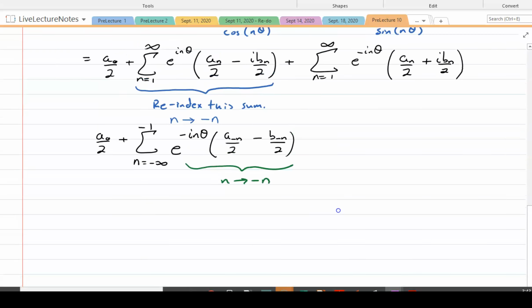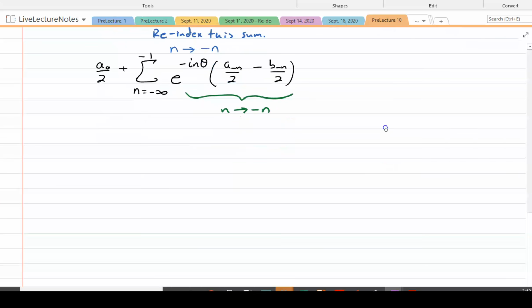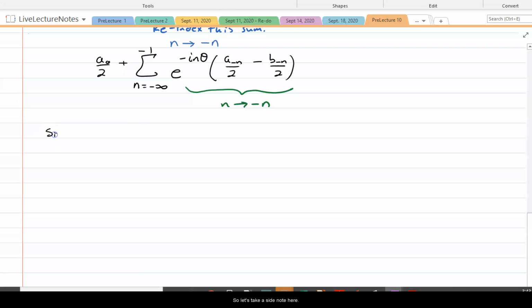Now, almost there. We have to think about what it means for there to be a negative index on these a_n's and b_n's. Okay. So let's take a side note here. Remember these formulas for the coefficients. a_n is 1 over L, integral from minus L to L, f of x cosine of n pi x over L dx, right?